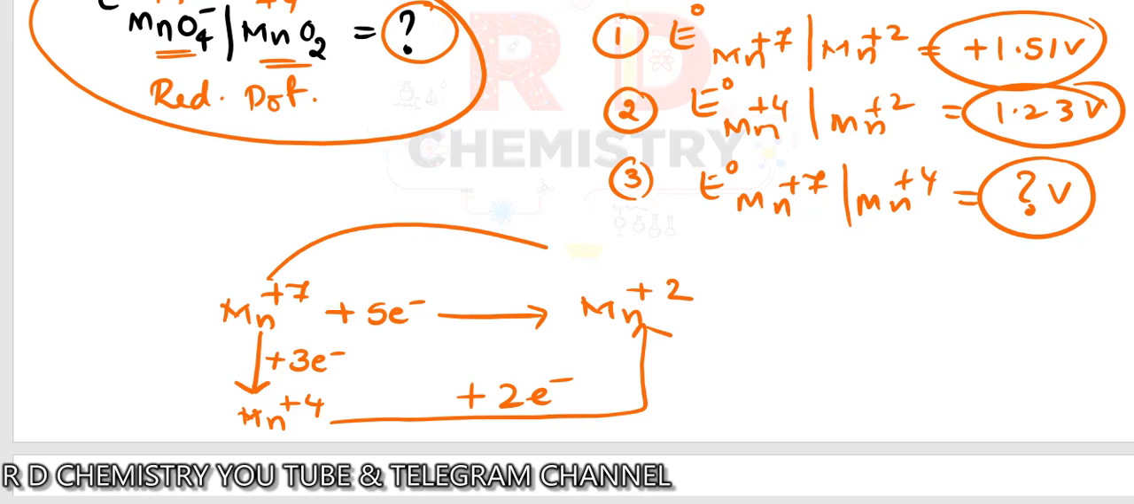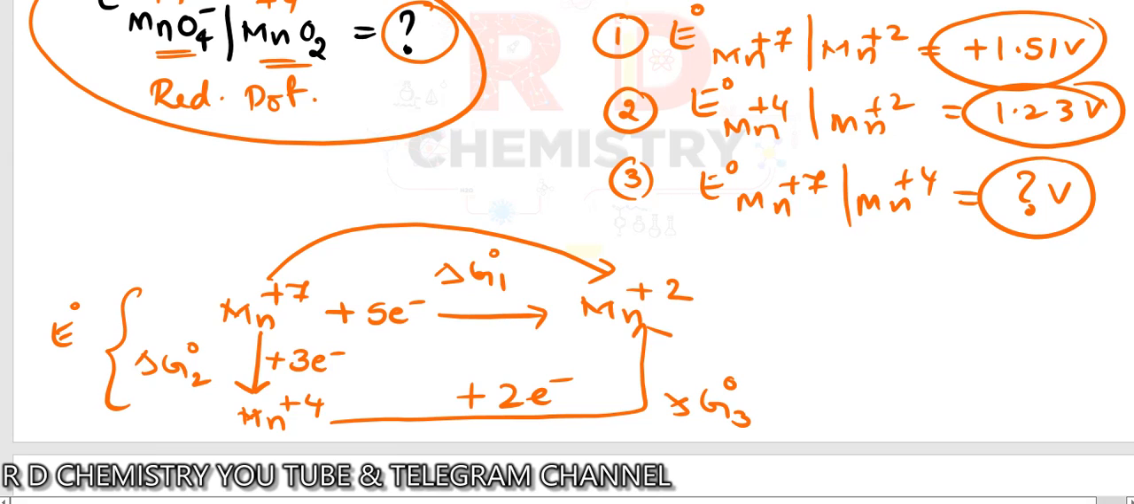Whether the reaction takes place in a single step or in several steps, the Gibbs free energy should remain the same, but we are not going to add up the voltages. Voltages are not additive quantities. So this is delta G1 naught, this is delta G2 naught, and this is delta G3 naught. So you have to find out for plus 7 becoming plus 4. For this one we have to calculate the E naught value.